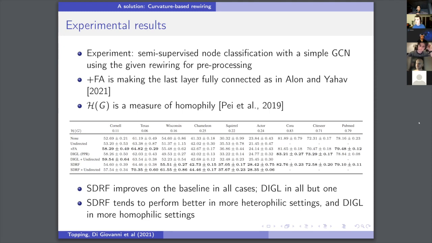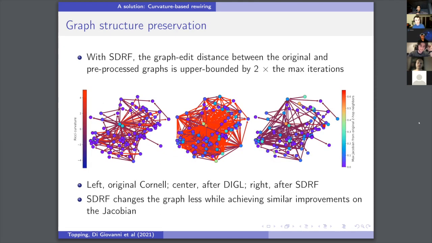Coming to the graph structure preservation. As we said with SDRF, the graph edit distance between the original and pre-processed version is upper bounded by twice the max number of iterations, because in each loop you're removing one edge and adding one.